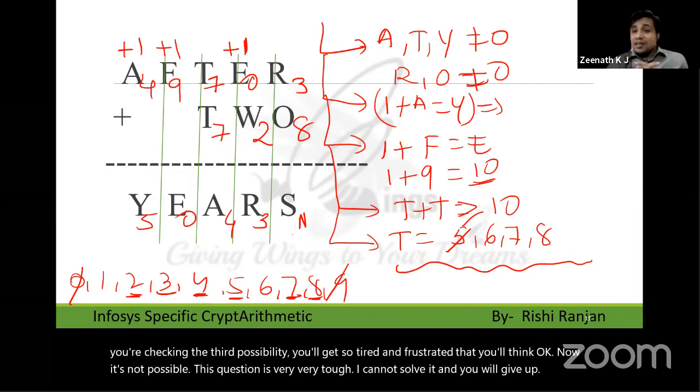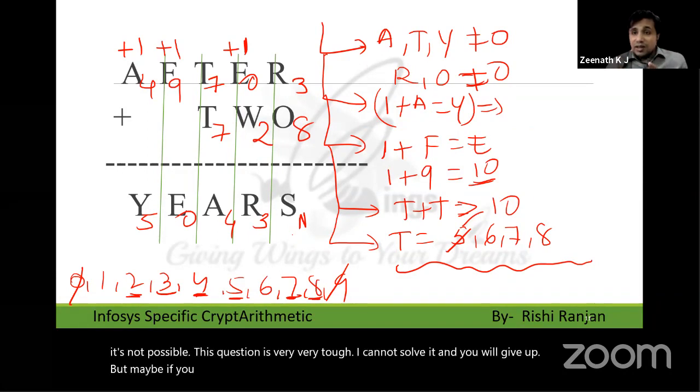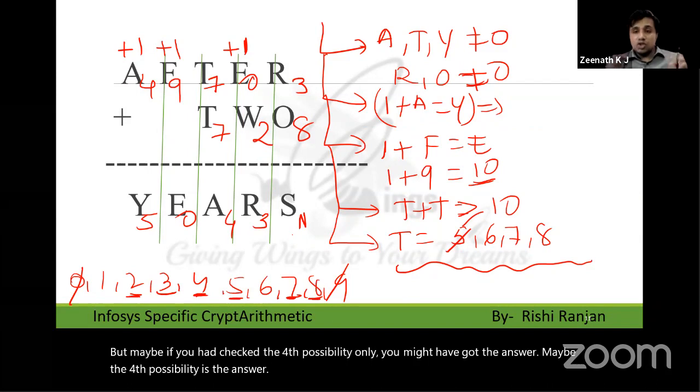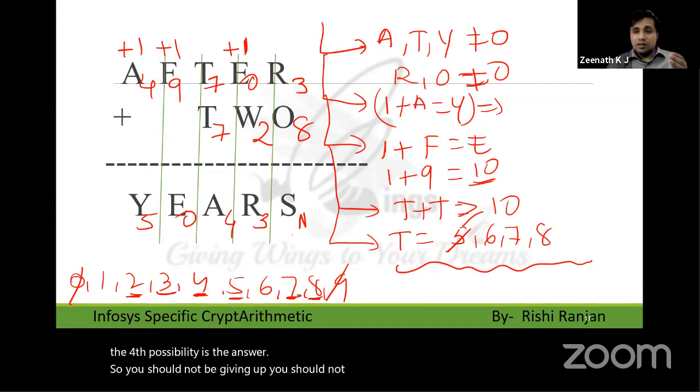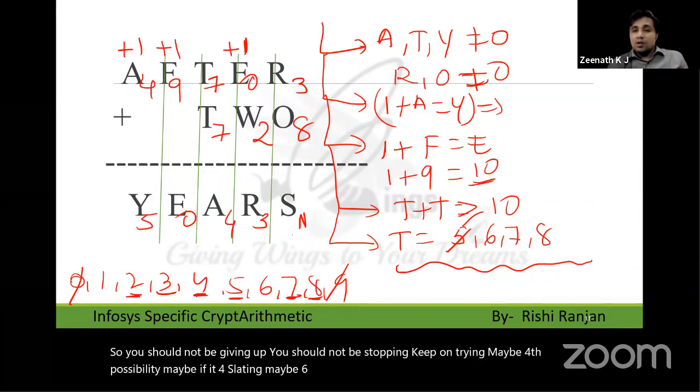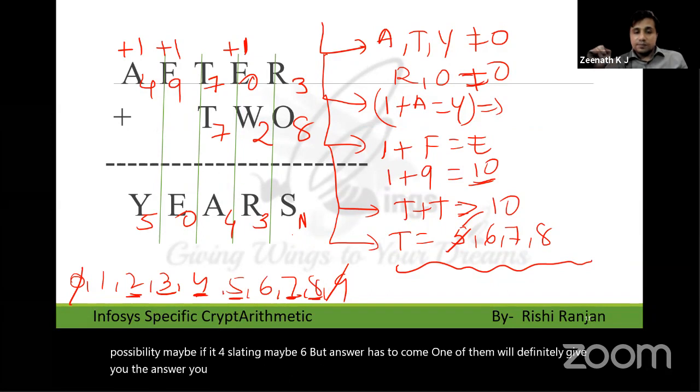But maybe if you had checked the fourth possibility, you might have got the answer. Maybe the fourth possibility is the answer. So you should not be giving up. You should not be stopping. Keep on trying. Maybe fourth possibility, maybe fifth possibility, maybe sixth, but the answer has to come. One of them will definitely give you the answer. You should not be stopping.